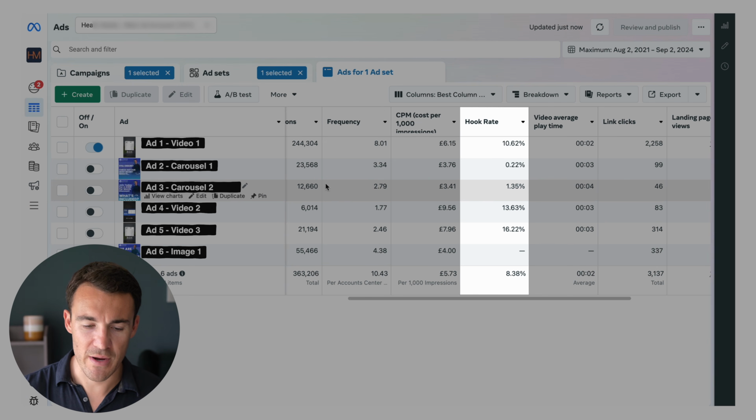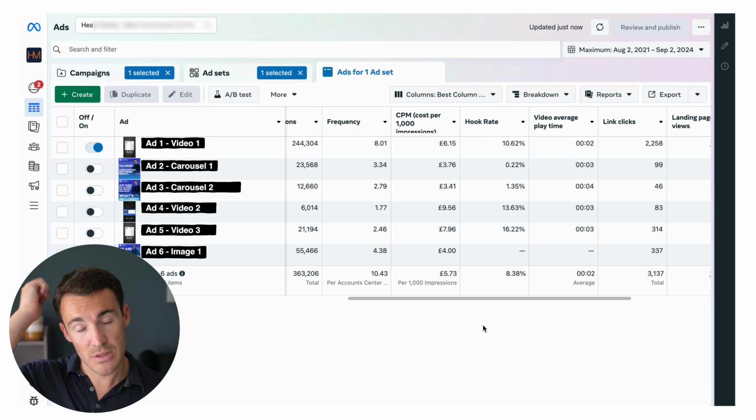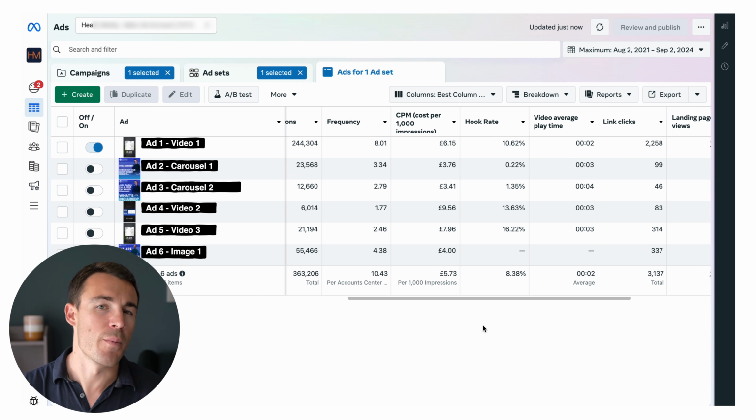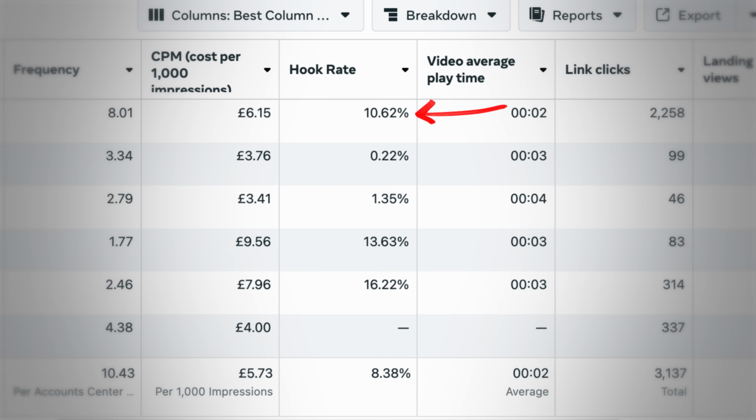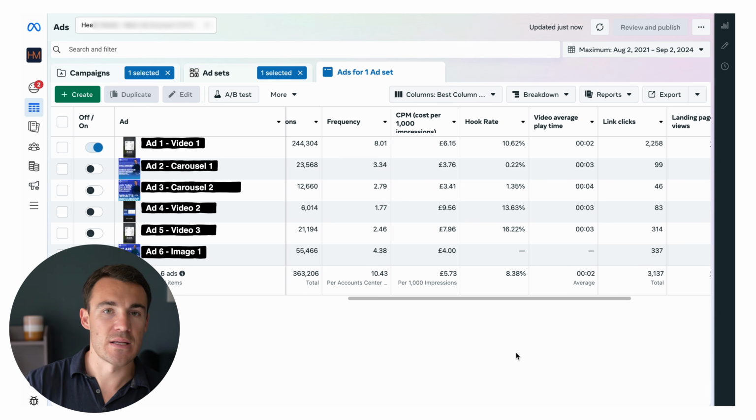So firstly, with hook rate, just discount these 2 ads here with the really low hook rates. They're both carousels, so it's not comparing apples for apples in comparison to the other 3 that we have data for that are all video ads. And we can see here that we've got quite significantly different hook rates. We've got a 10.6 hook rate, 13.6 and 16.2. Now, this is going to vary massively between businesses, but I think if you've got a hook rate over 10%, you're normally doing reasonably well. Anything below 5% is really quite poor. And then in between is okay.